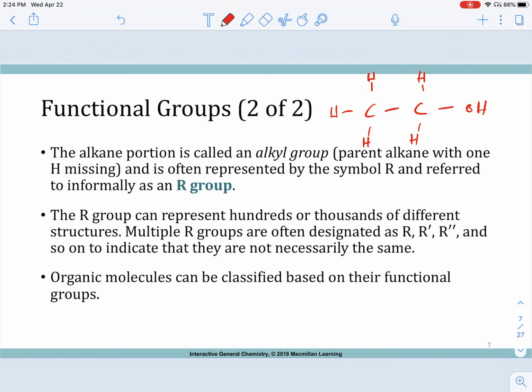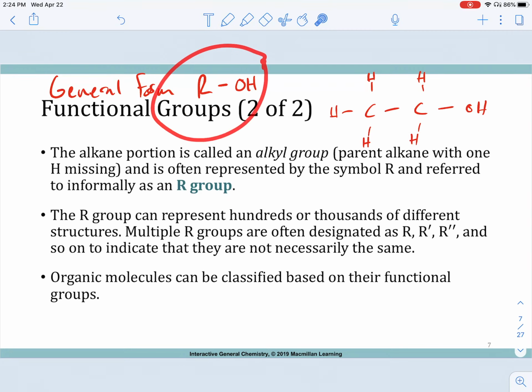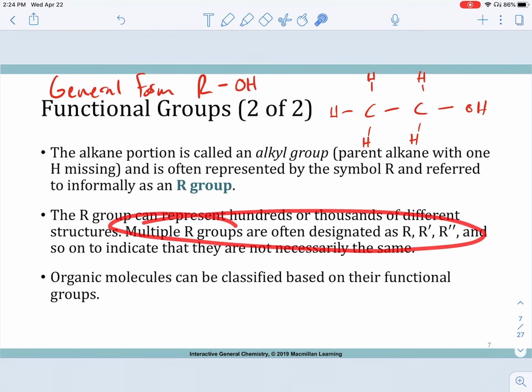So if I want to draw the general form of an alcohol, I would just say it's an ROH. Any alkyl group that you see, and if you have an OH on it, then the whole thing we refer to as an alcohol, or this group is a hydroxyl group, an alcohol group. So we use the word R for just generic, some sort of generic substitute when discussing alkyl groups. And if there's multiple R groups on something, you'll call them R, R prime, R double prime, things like that.